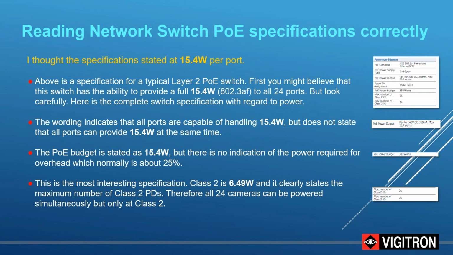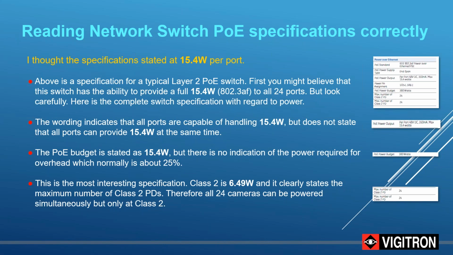It's not that the specifications are wrong, but they can be misleading. This happens to be a specification of a typical switch. And when we read the specification, we might easily determine that all ports provide 15.4 watts at the same time, the full capacity of 802.3AF. But as we go down the list itself, we find out that there are differences here.